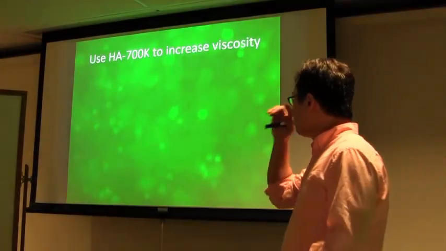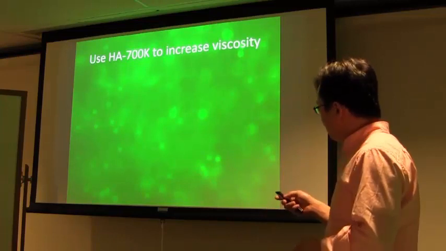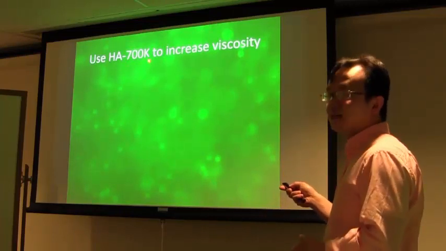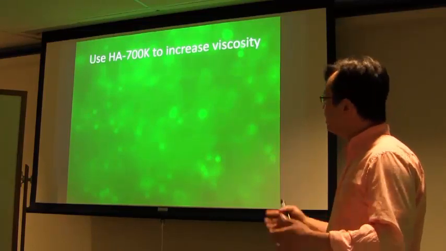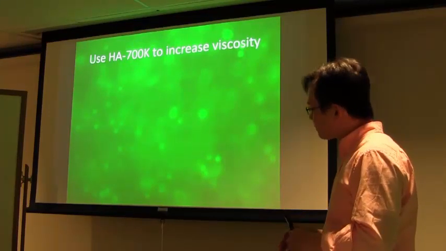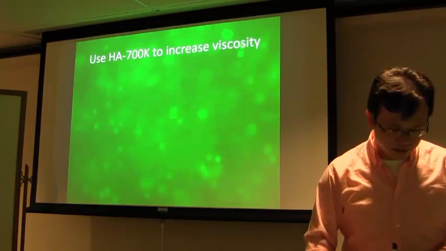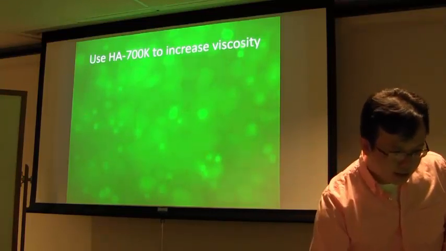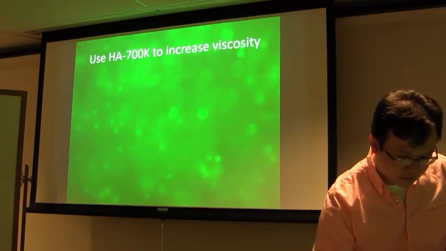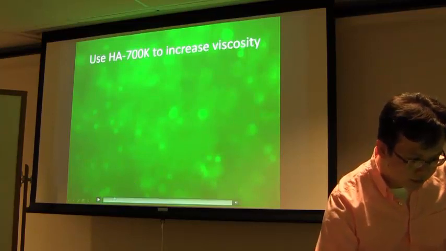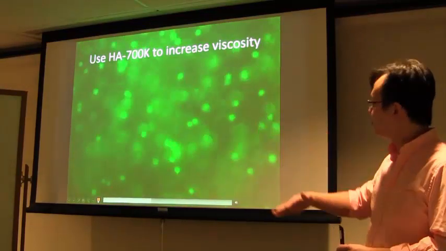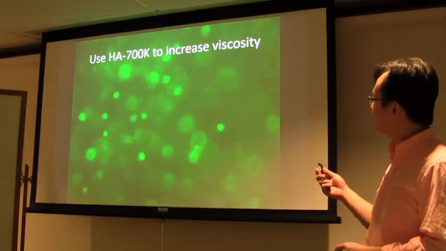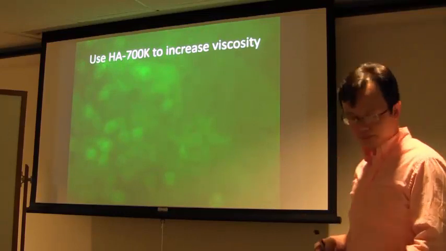The second one is that you can use very sticky molecules. The one I use the most is hyaluronic acid of 700 kilodalton. It's a really giant molecule, really sticky, so you can include it in the monomer. Here is a movie showing the cells staying in different layers of the scaffold. I adjust the focus from the top to the bottom, so you can see the cells distributed evenly in the different layers.